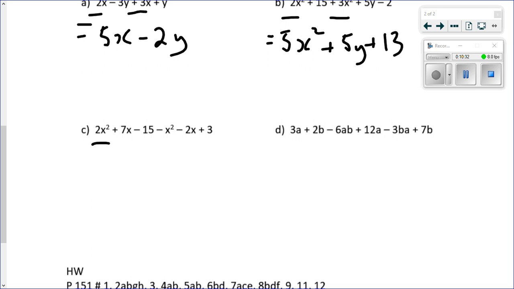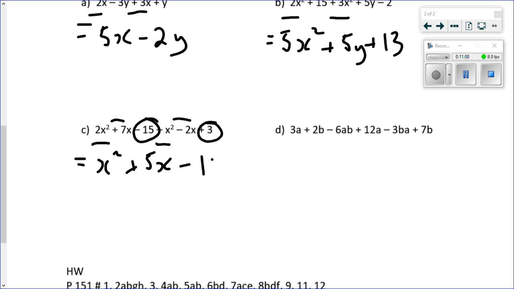Again, 2x squared, negative 2x squared. So the two of them combine to give you x squared. We have 7x minus 2x. So that's plus 5x. And then we have a minus 15 with a plus 3. And that gives us minus 12. Last one.